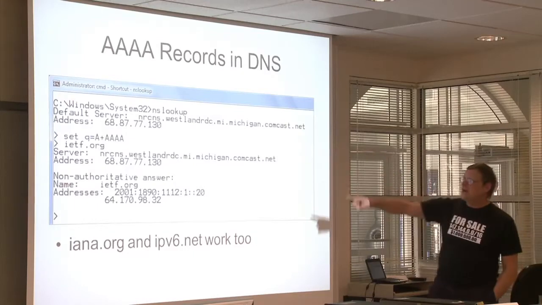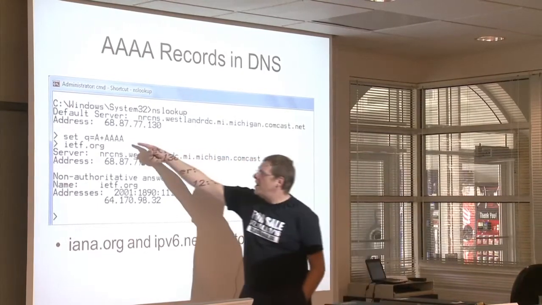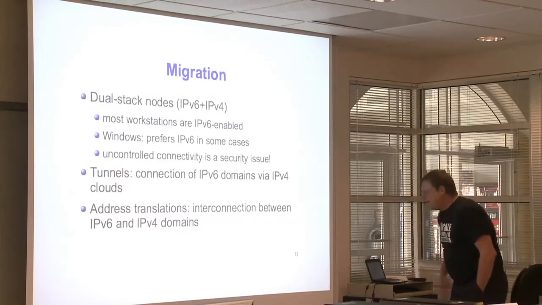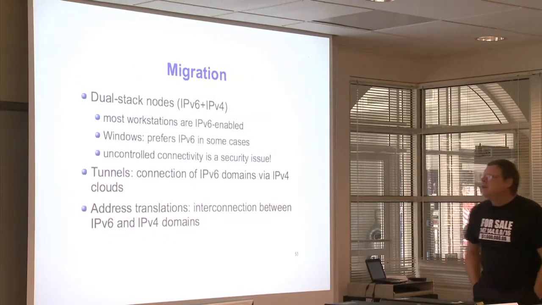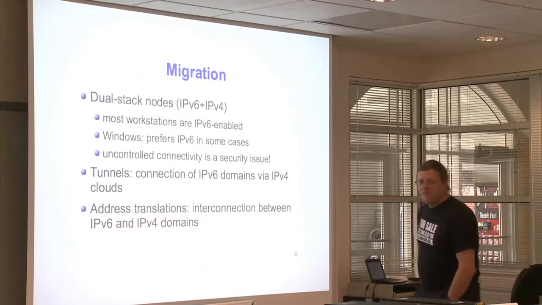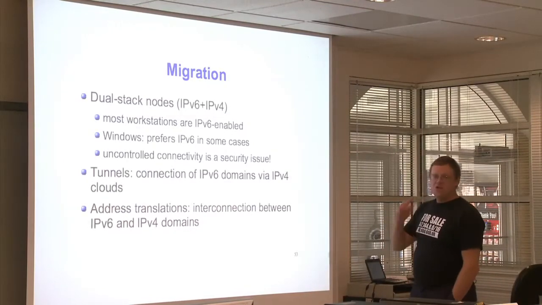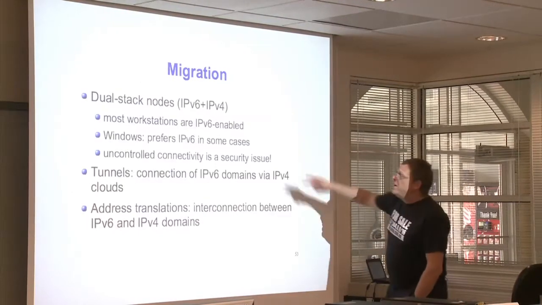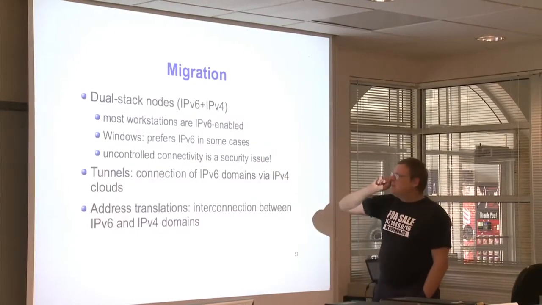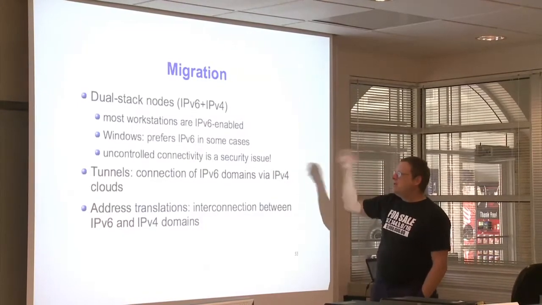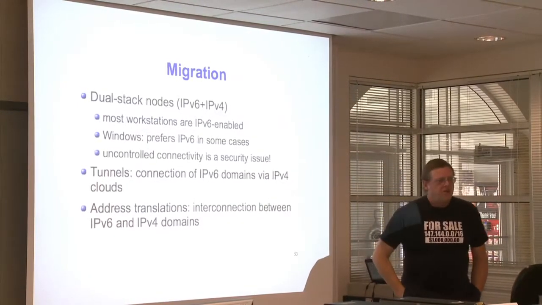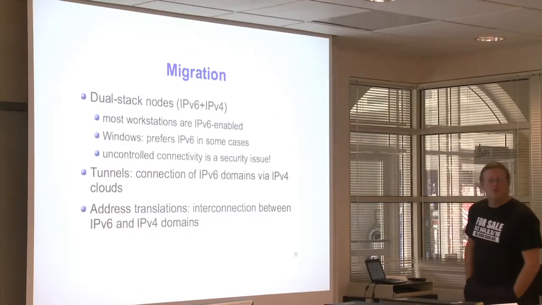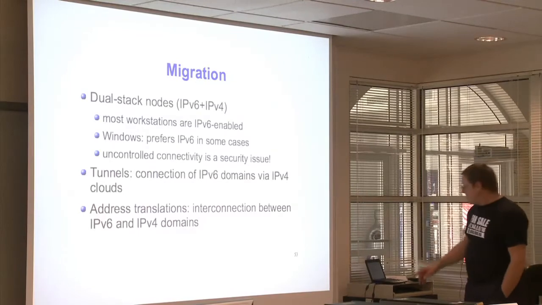So you've seen this, you've all done it in your project. If you do set q equal AAAA, you can resolve to these quad A records. All right, so for migration, dual stack nodes are where we definitely want to be for the next decade, where everybody's running IP version 6 and IP version 4 on your servers and most of your networks. This is what Windows does by default, turns on IPv4 and IP version 6, which means you have tunnels being created. You can also connect parts of your network that have only one type of IP with other parts through tunnels or through address translations.